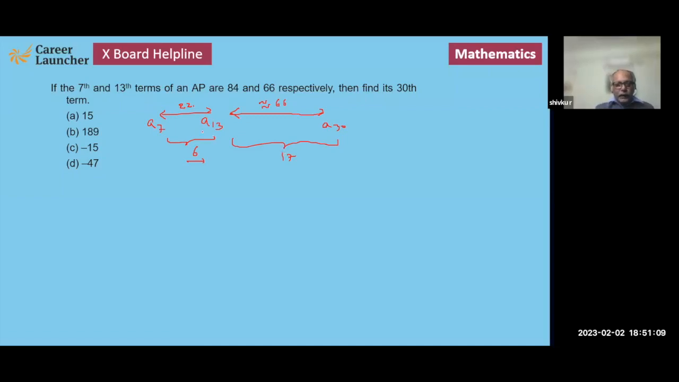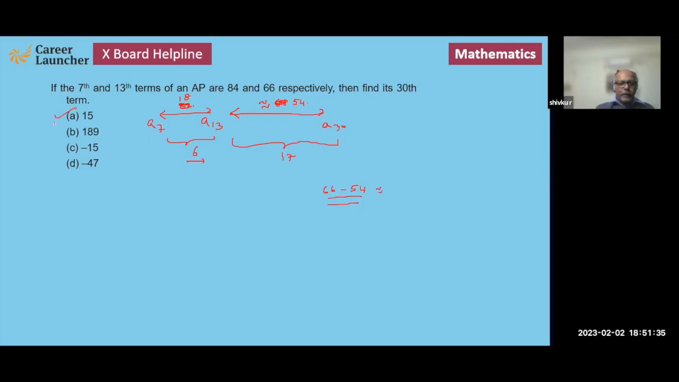Right? And it will be, this is 6 and this is 13 to 30, that is 17 terms, right? So you know that it will be, of course, not 66, sorry, this is 18. So this difference is 18. So you will see that it will be approximately 54, right? So what should I do? My answer will be 66 minus 54 approximately.